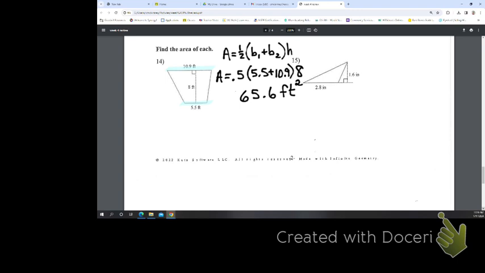What kind of shape is number 15? A triangle. And what is our area formula for a triangle? Half of the base times the height. Or you might just say 0.5 base times height.